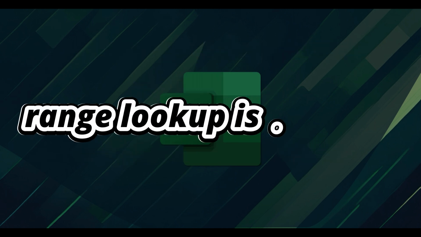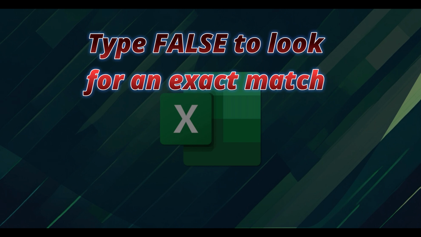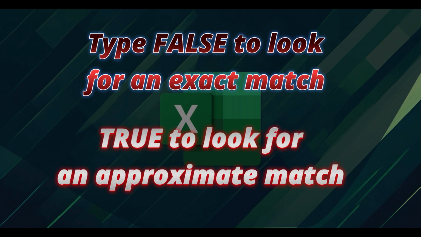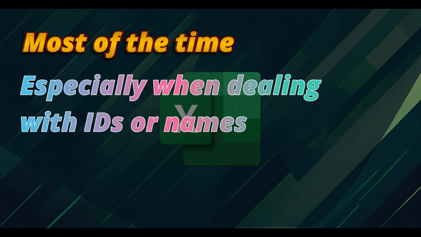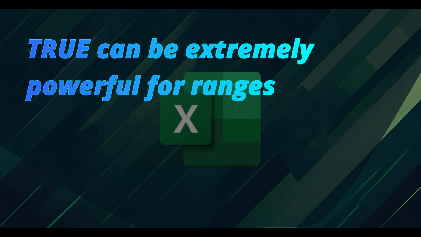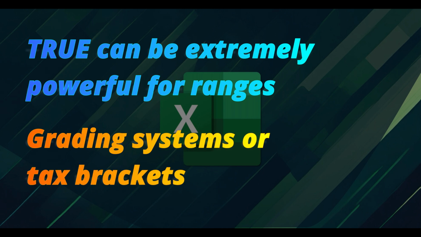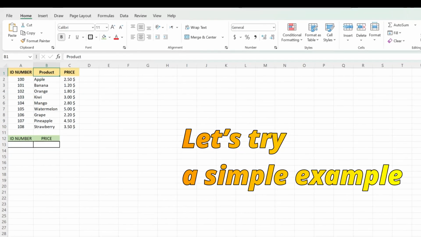Finally, range lookup is optional. You can type false to look for an exact match, or true to look for an approximate match. Most of the time, especially when dealing with IDs or names, you will use false. But true can be extremely powerful for ranges, such as grading systems or tax brackets. Let's try a simple example.